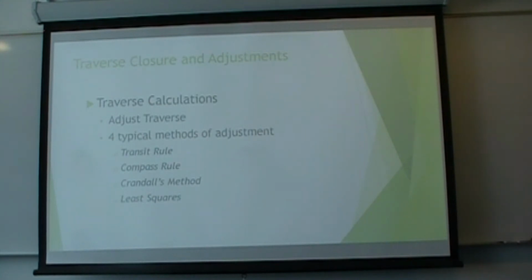Compass rule is across the board. It assumes that angles and distances are about the same quality, so it's just going to generalize, and it's very easy. Both Crandall's method and least squares would be very difficult to do by hand, and I can't imagine they would ever show you that on a test. So we're just going to consider the compass rule.